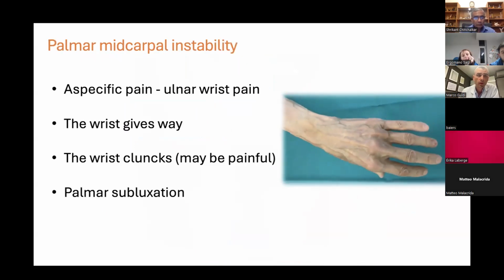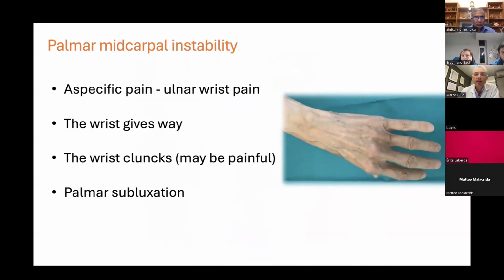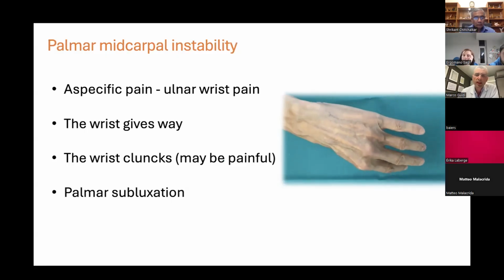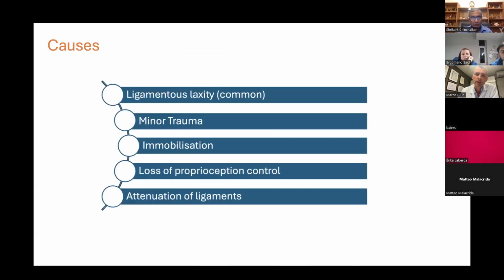So this is a palmar midcarpal instability. Patients are telling us that they have a specific pain. They have some ulnar wrist pain. Sometimes they say that it gives way. But only if you ask them, they will say that the wrist clunks. Not all of them will tell us. And of course, there is some palmar subluxation that my colleagues already explained very well with the pictures.